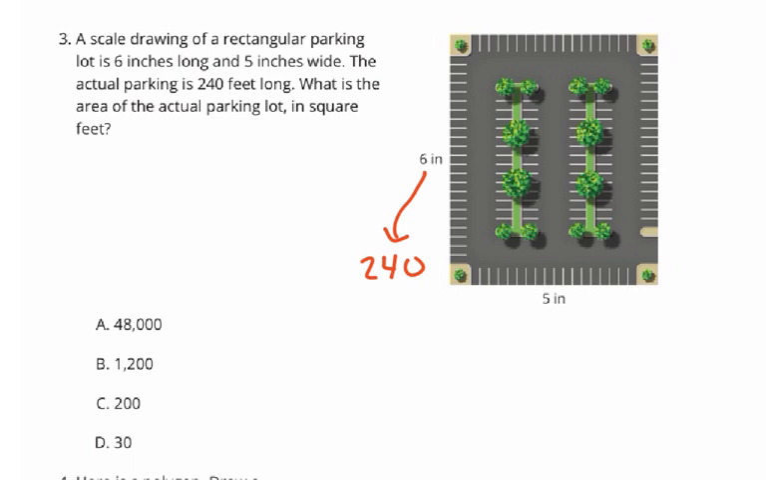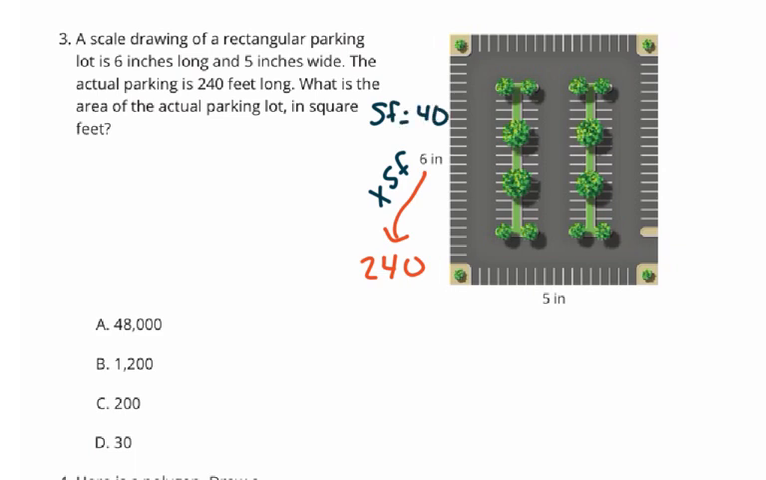Or if we know how to get from 6 inches to 240 feet, we could have that as our scale factor. So I know that for scale factor, we've got to multiply by the scale factor. And so here I would need to think 6 times what is 240. And I may not know that, but we can always work backwards. And the inverse of multiplying is dividing. So we can do 240 divided by 6 and see that our scale factor is 40.